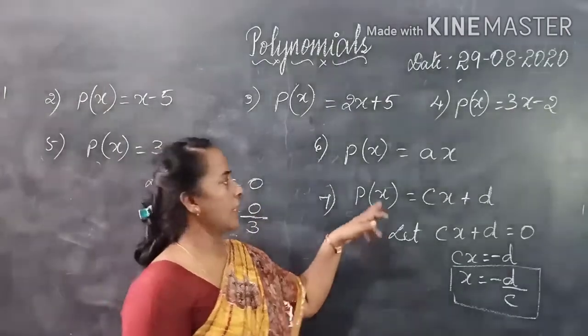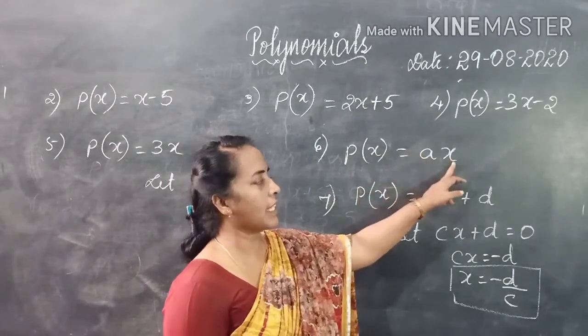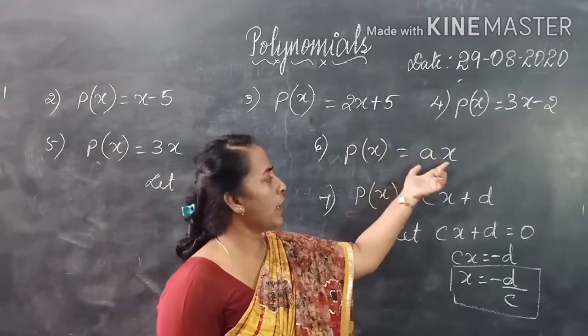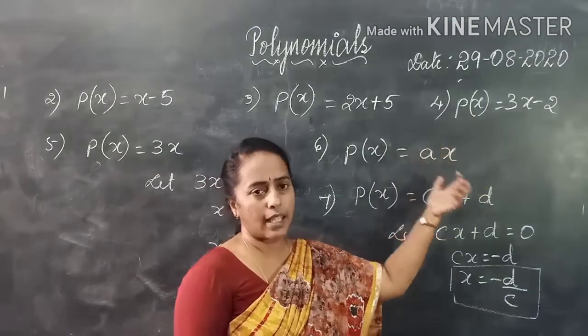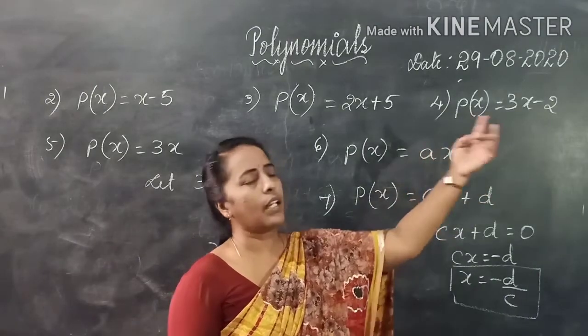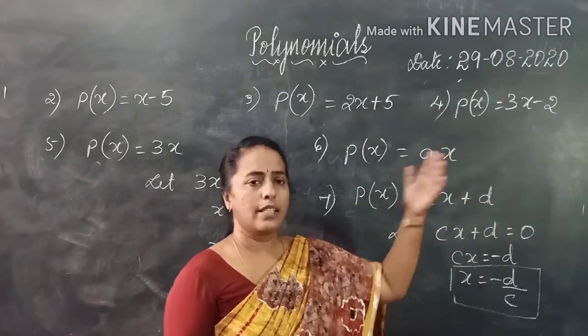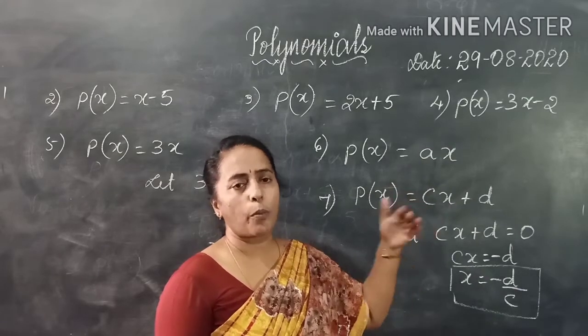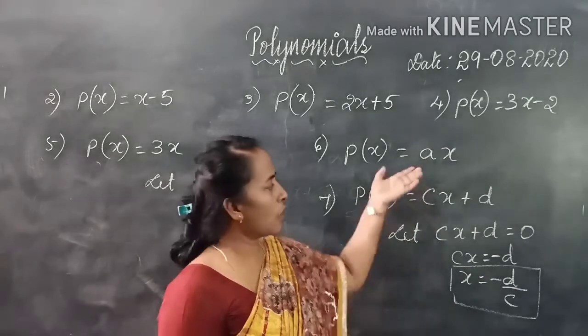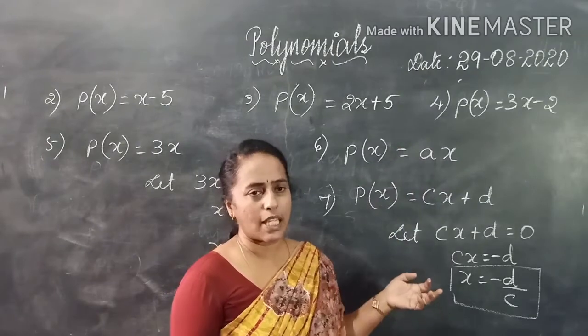Next, the sixth one. Here p of x equals ax. Same method. Equate ax equals 0. That is x equals, take this multiplication by a to that side, it goes to the denominator. 0 by a you will get. So 0 by anything is 0. Here also the zero of the polynomial is 0.